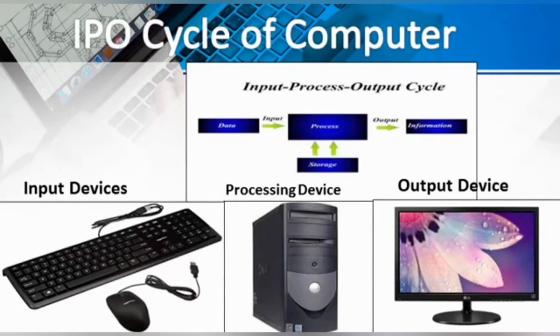This input, process, output is known as the IPO cycle of computer. What is it? IPO cycle of computer. Input, process, output. Here the input devices like keyboard and mouse are used for input, the processing device like CPU is used for processing, and the output devices like monitor, printer, speaker are used for output.